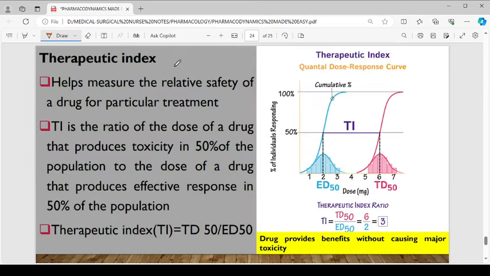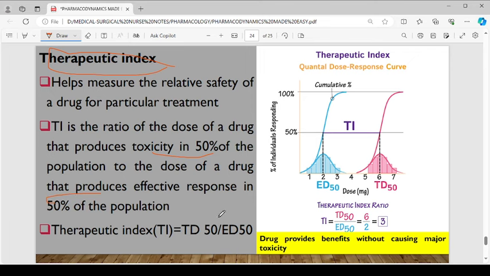The last concept is the therapeutic index. We know that people normally respond to drugs differently; the dose required to produce an effect in person X may not be the same in person Y. So the therapeutic index is important in that it helps us measure the relative safety of a drug for a particular treatment. It's simply the ratio of the dose of a drug that produces toxicity in 50% of the population to the dose of a drug that produces an effective response in 50%.